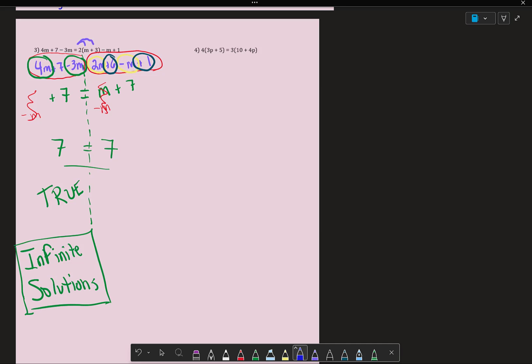All right, and then our final problem, we've got parentheses, so let's distribute the 4. We get 12p plus 20. On the other side, we're going to distribute the 3, and that's 30 plus 12p. There are no like terms on the left side or right side independently. So our next step is we're going to get the variables together that are on opposite sides.